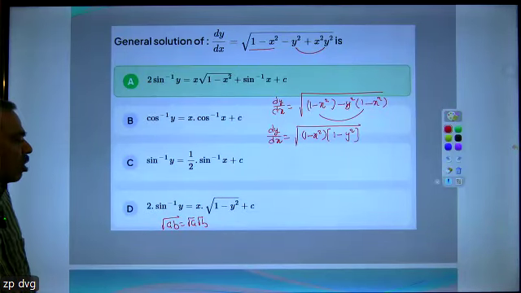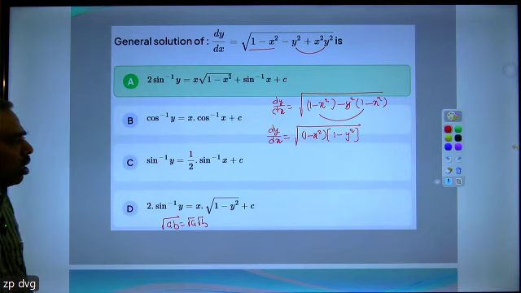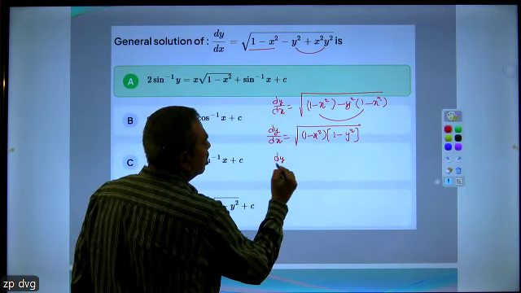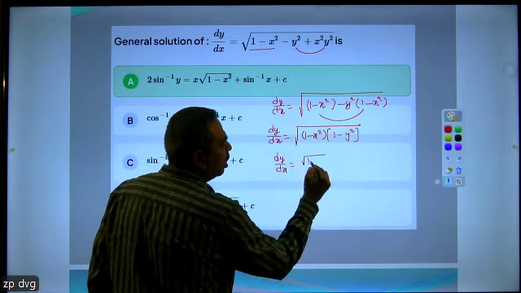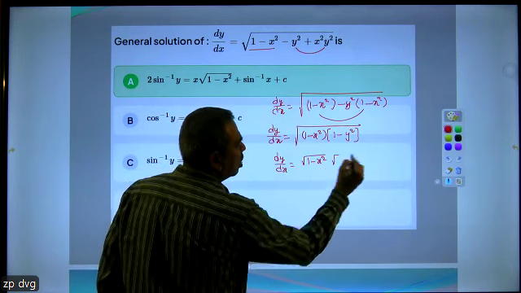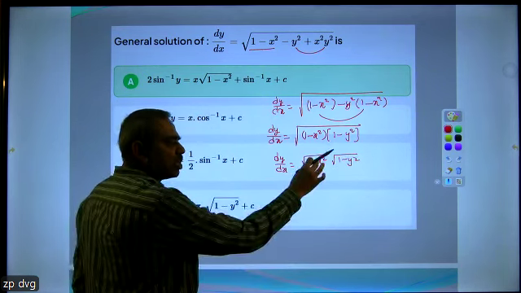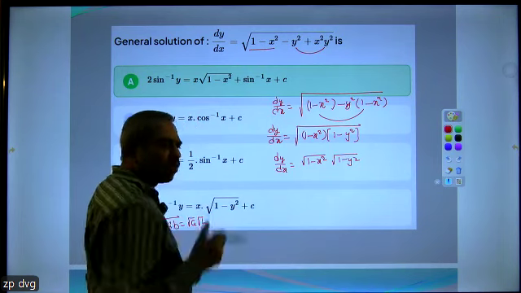Is it clear? Now, here what do we get? We get dy by dx is equal to, so here root of a into b form is there. It is root a into root b. It becomes root of 1 minus x square into root of 1 minus y square. That's all. So x has been separated, y has been separated. Now we can write down x and y terms separately.